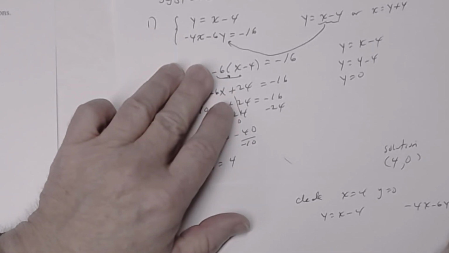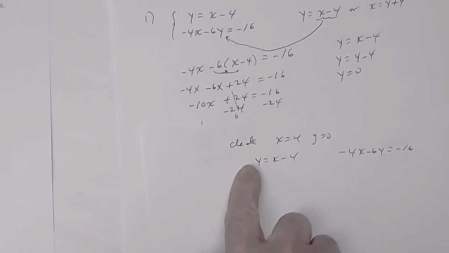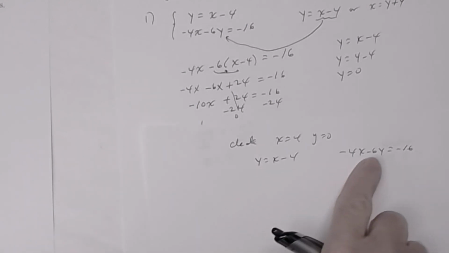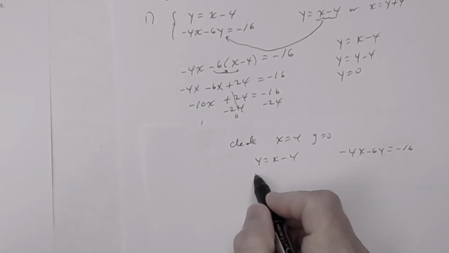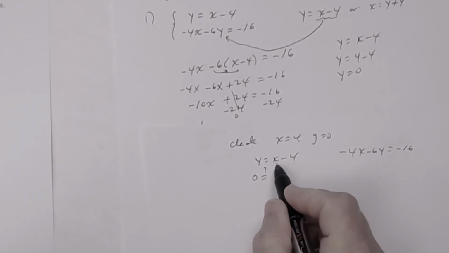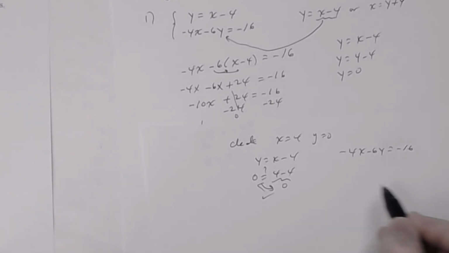You have to verify that when you substitute x is 4 and y is 0 into both those equations, the left side equals the right side. So y is 0, so you're seeing if 0 equals x minus 4, so 4 minus 4, and that's true because 0 does equal 0.